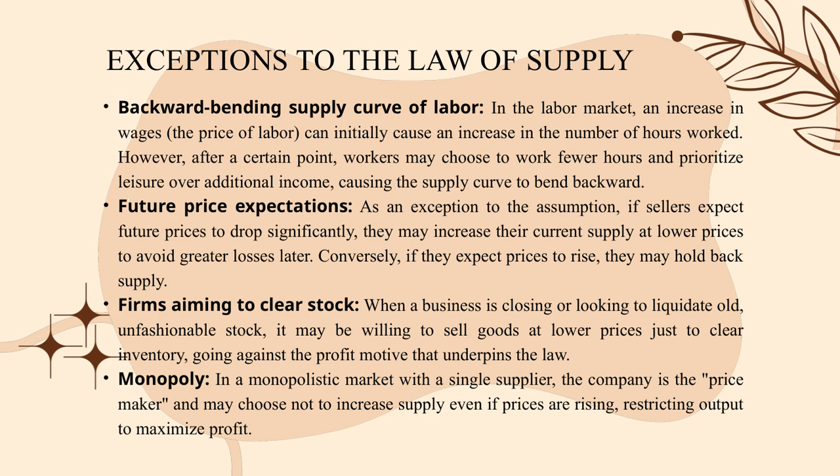Since the monopolist is the sole supplier, they act as the price maker. They might choose not to increase supply even if prices go up, aiming instead to restrict output to maximize their profits. All these examples highlight that, while the law of supply generally holds, there are important situations where it doesn't apply or behaves differently.